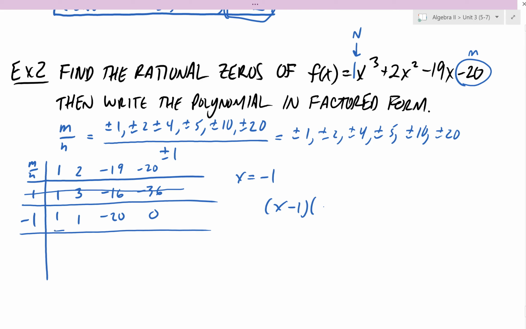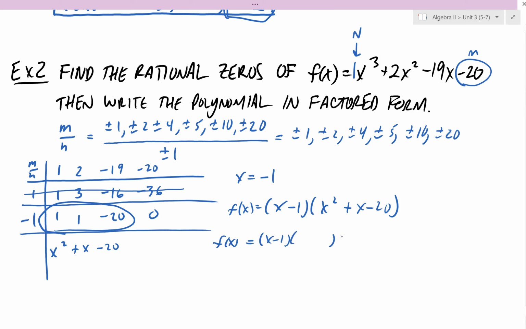That comes from right here, remember? That corresponds to x squared plus x minus 20. So that's our function with one factor, looks like that. Can we factor it more? Yes. So x minus 1, and then how do we factor x squared plus x minus 20?